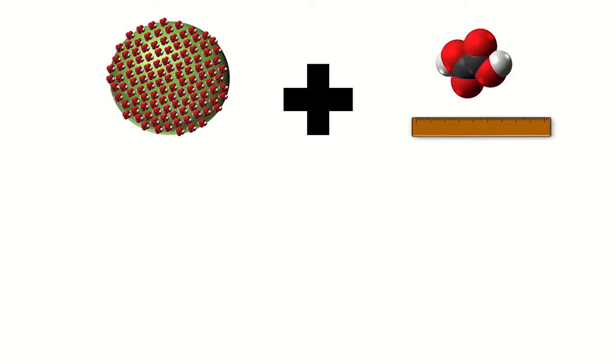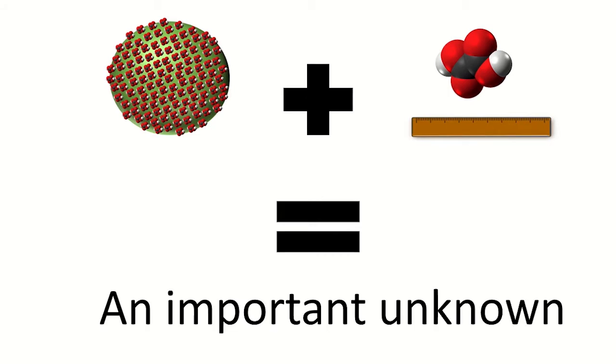This allows scientists to work out how many molecules can stick to the surface of a small particle, and this, plus information that we already know about the size of molecules, should allow scientists to calculate the surface area of small particles in water, our important unknown.